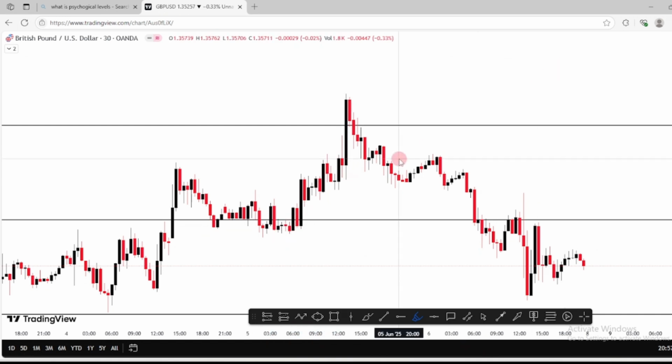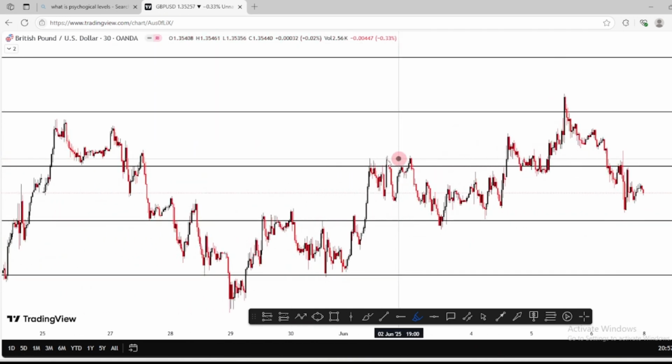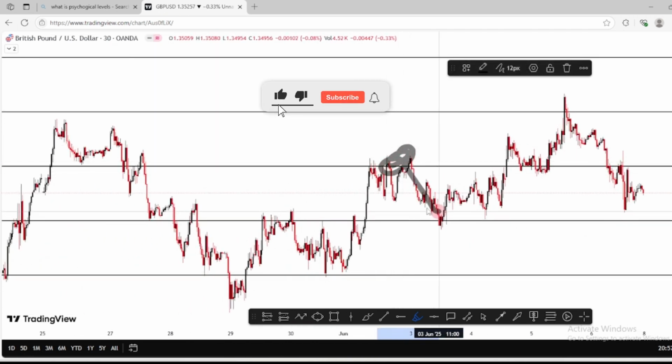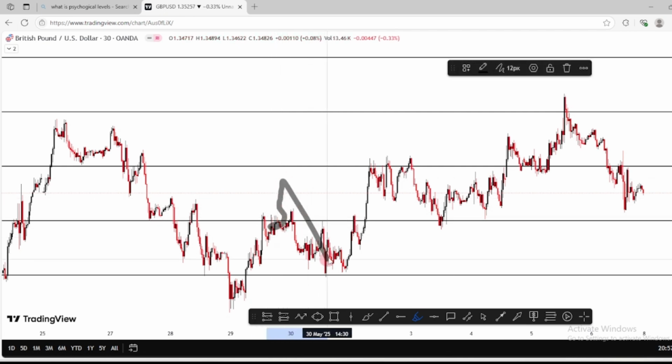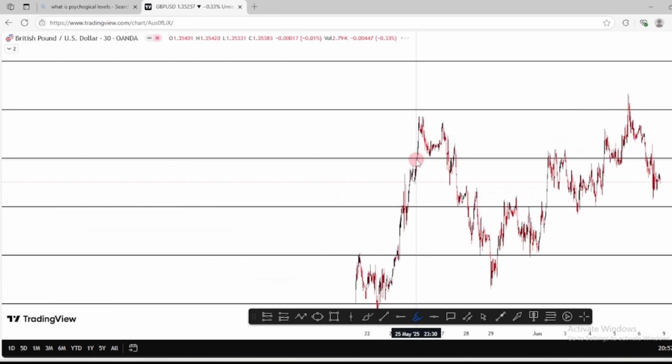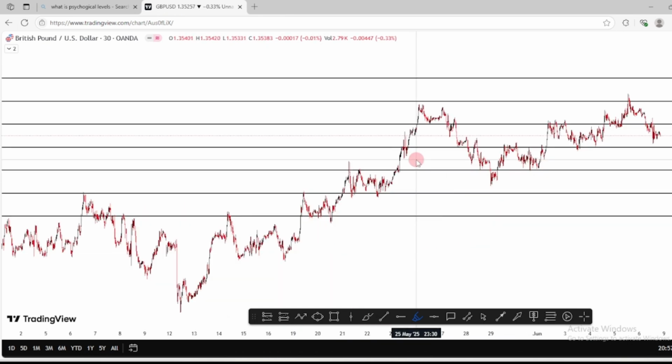Okay, so you can see when you zoom in, price did the reaction around here: drop, reaction, push. Anywhere price reacts to the psychological level, there's a reaction there. Price reacts to this place: drop, reaction, push. So now we can see that the psychological levels here are acting as support and resistance.